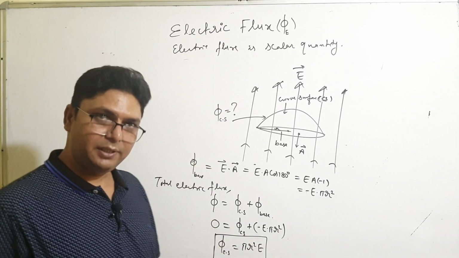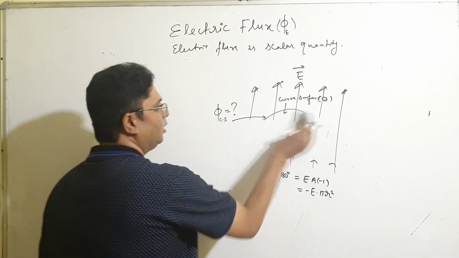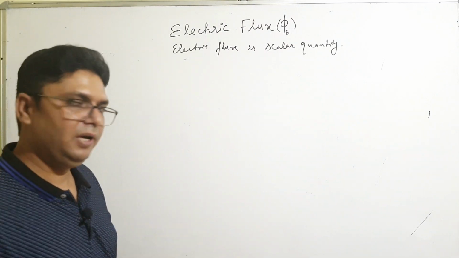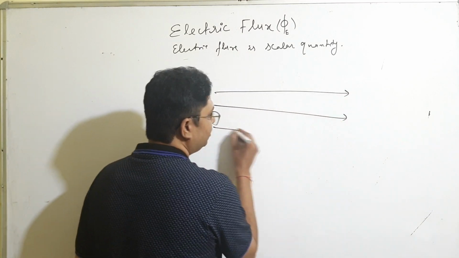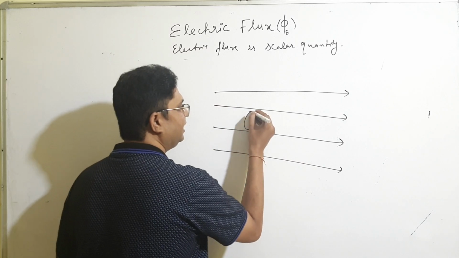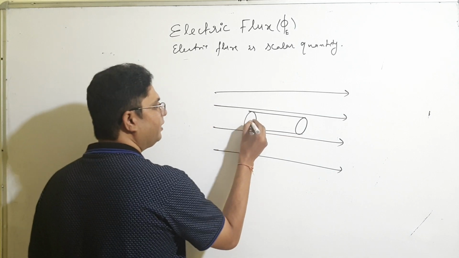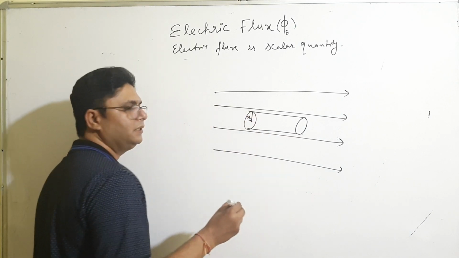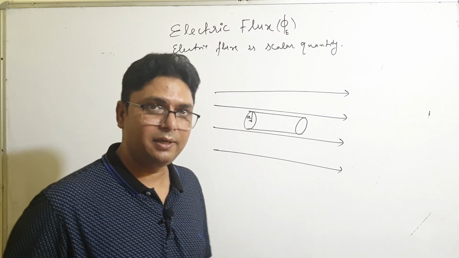Now let us have a second question based on electric flux. In this second question, I am taking a uniform electric field. Let us place a cylinder here of radius A. A is the radius. Then the question is, what is the electric flux through the cylinder?